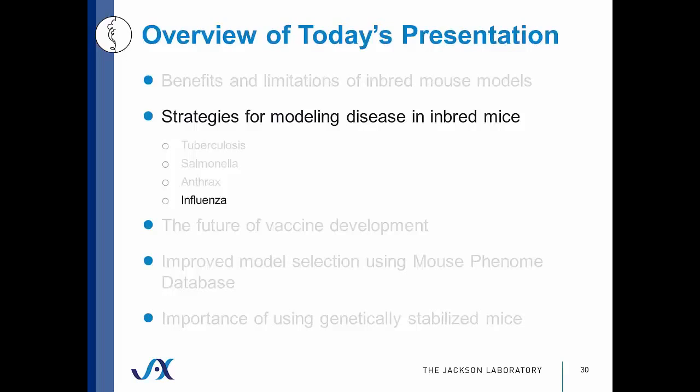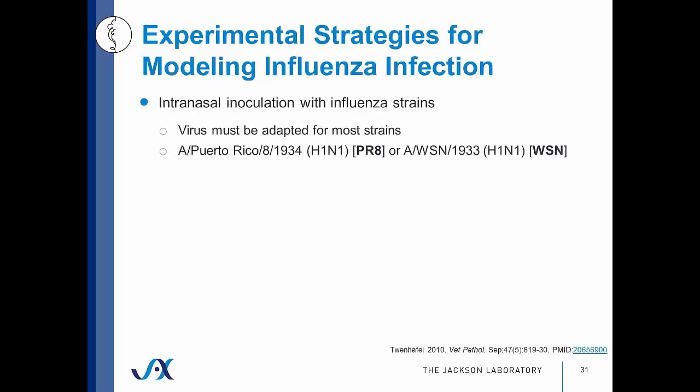So for our last infectious disease example that we'll discuss today, we'll talk about influenza. So influenza is an RNA virus that causes seasonal epidemics every year, and a significant number of resources are spent yearly on vaccinations and treatment of infected individuals. So obviously there is still a need to develop better therapeutics for this disease.